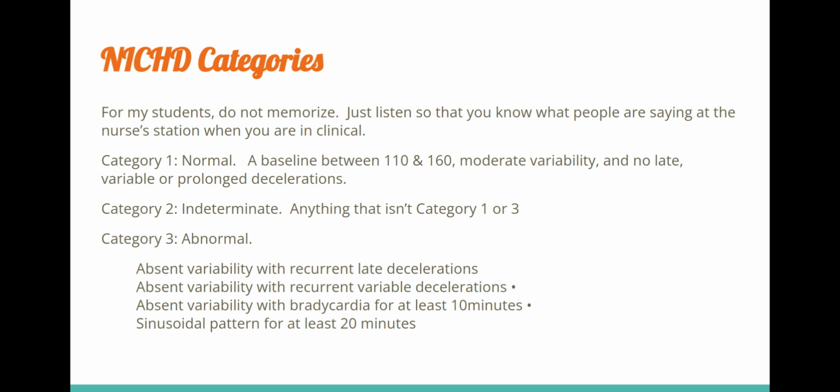abnormal. We know that this baby might have an acid base imbalance. They might have acidemia. They are hypoxic, and we are concerned about irreversible damage to that fetus. Category three is bad, bad, bad, bad, bad. Remember, I showed you absent variability? Absent variability with anything weird. So, absent variability with recurrent late decelerations, absent variability with recurrent variable decelerations, absent variability with bradycardia of at least 10 minutes, which is the definition of bradycardia, sinusoidal pattern for at least 20 minutes.